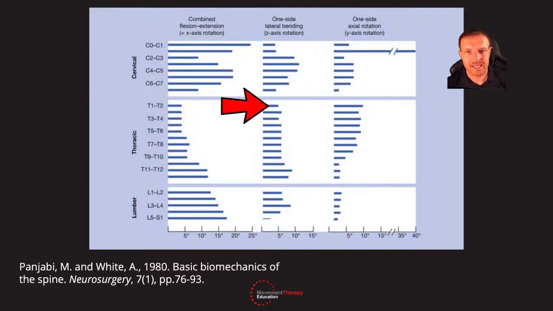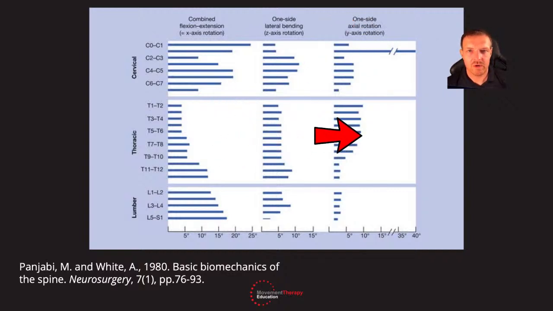Side bending, look at that. Hardly any, but more so in the neck because of the shape of the joints in the neck, which we'll cover in future weeks. But look here, as we start getting down into those lower thoracics and then into the lumbars, a little bit more side bend in those lowers, but it's restricted here because of the ribs. The ribs are in the way. You can't side bend as much because of the structure.